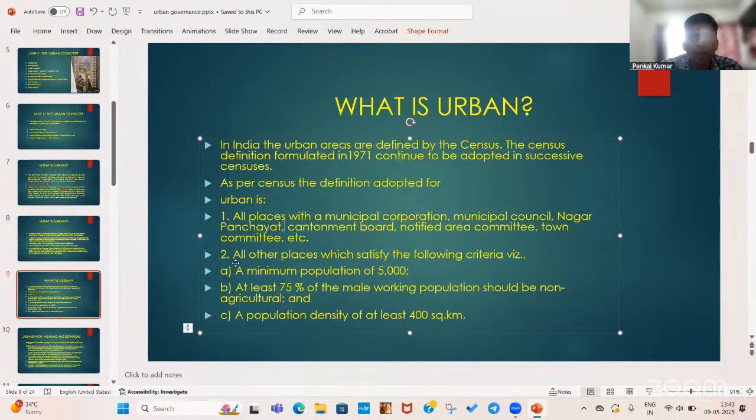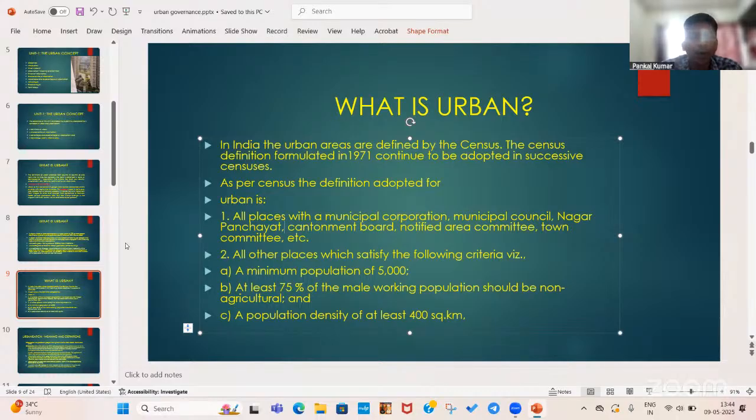Then there is another criterion: all other places which satisfy the following criteria. These three criteria are very, very important. Number one, a minimum population of 5,000. An urban area has to have a minimum population of 5,000 people. Second, at least 75% of the male working population should be non-agricultural. It's the male, not female, so be very careful. 75% of the male working population should be involved in non-agricultural activities, like manufacturing, services, etc. Then the third criterion is a population density of at least 400 per square kilometer.